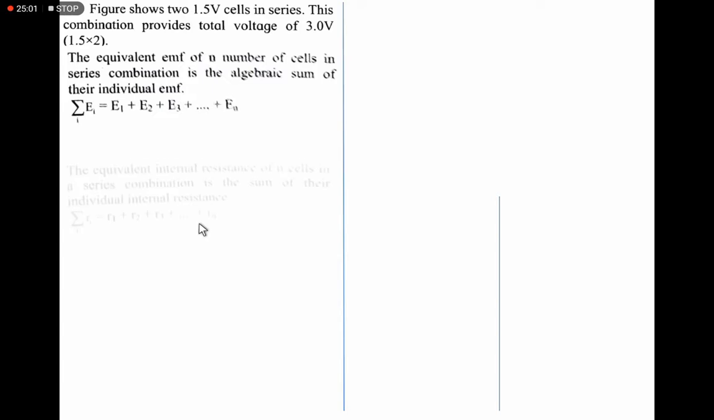And what happens to the internal resistance? The internal resistance also adds up. The equivalent resistance of n number of cells in series combination is the sum of their internal resistances, r1 plus r2 plus r3 and so on.